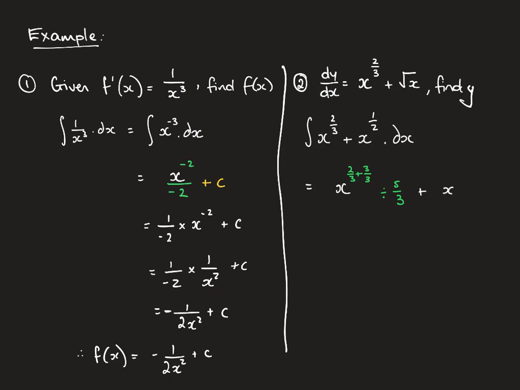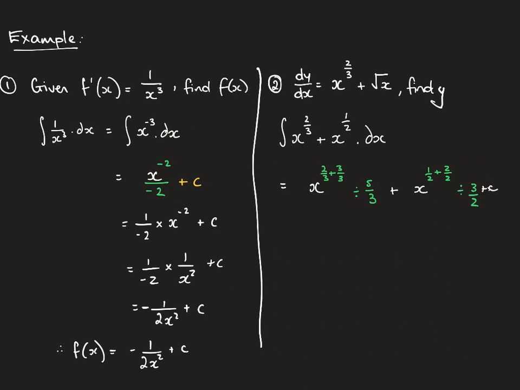Plus x to the power of, our original power was 1/2. We want to add 1 to that, so I'm going to add 1 in the form of 2 over 2 and then divide by the new power that I've got. So I've got 1/2 plus 2/2, that gives me 3/2, plus c. Okay, so now I've got x to the 5 on 3, divide by 5 over 3, plus x to the 3 on 2, divide by 3 on 2, plus c.